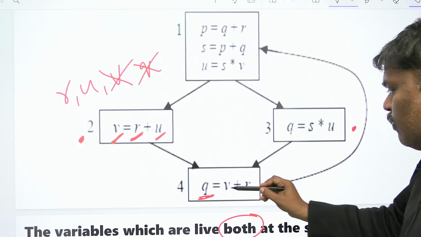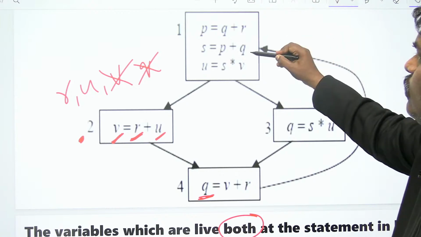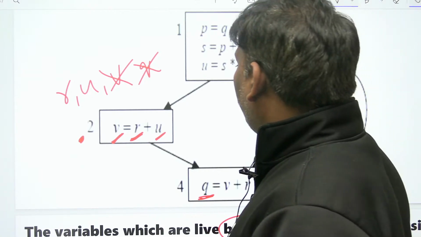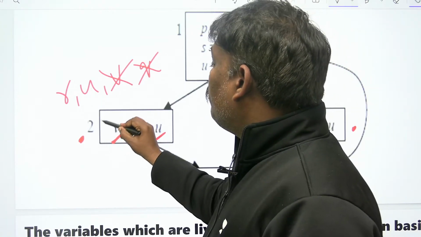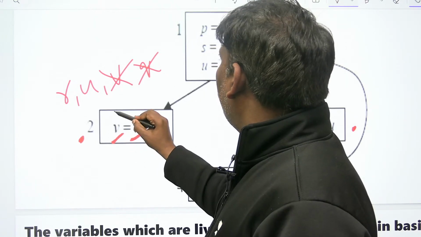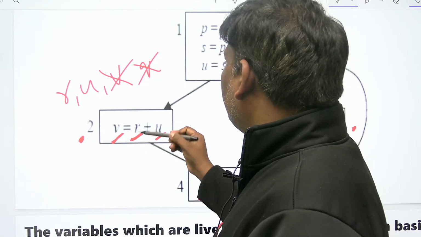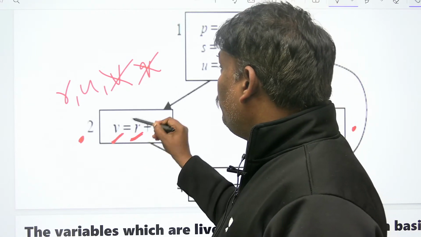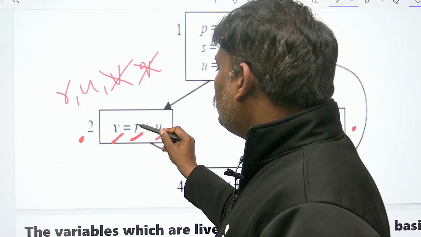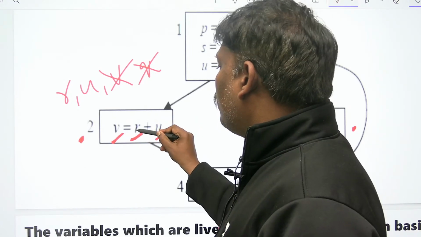Next one. From this code, where can you go? I think 1 you can go. In statement number 2, is Q live or not? No, not Q, P. Let's check P. In statement number 2, is P live or not?